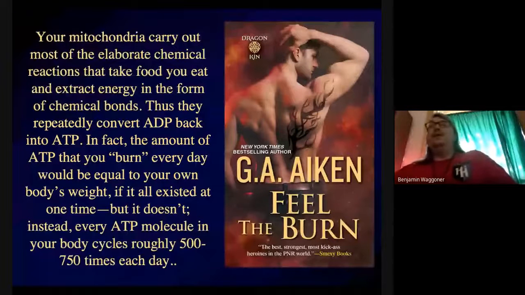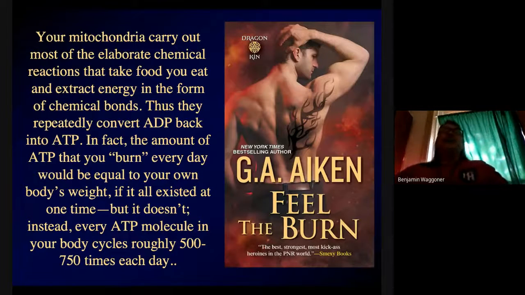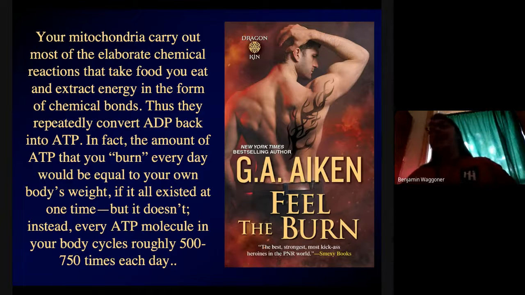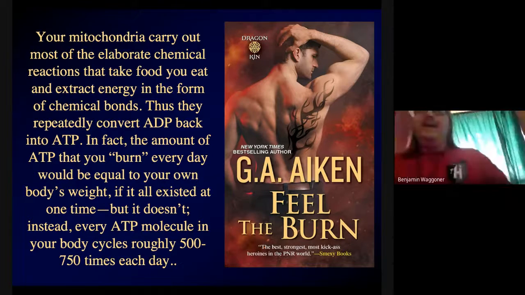This is evidently someone here on the right whose body is very good at that. The amount of ATP that you break down into ADP every day would be equal to your own body's weight if it all existed at one time, but it doesn't. Every ATP molecule loses a phosphate to become ADP and then picks up a phosphate to become ATP somewhere between 500 to 750 times every day. You're constantly cycling through breaking down ATP and building back up again.